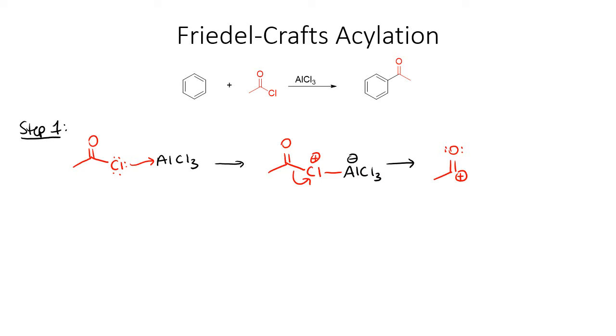So we have a lone pair next to a positive charge. That means that this lone pair can come down and actually form a triple bond between the oxygen and the carbon. That's going to give the oxygen the positive charge. So this resonance can go back and forth. Now this intermediate is known as an acylium ion, and the acylium ion forms because it's stabilized by resonance.